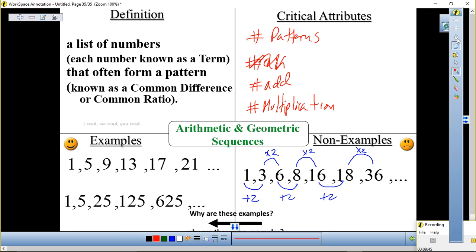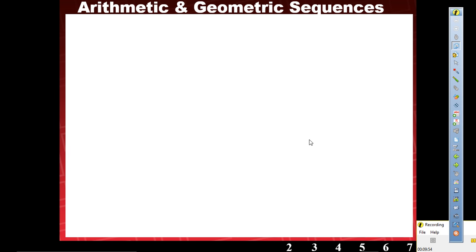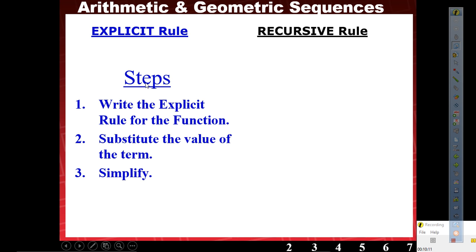Anyways, copy these next steps, please. Okay, so for today, we have 2 different sets of steps, so write them down side by side. And we're going to have steps for the explicit rule and steps for the recursive rule. And right now, you're probably asking yourself, what is one to the other? So you'll find out.